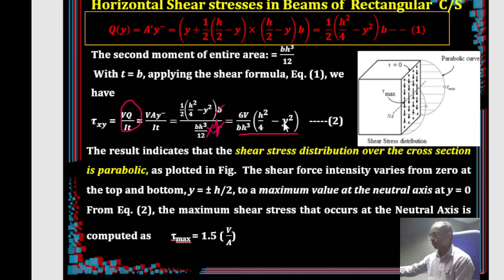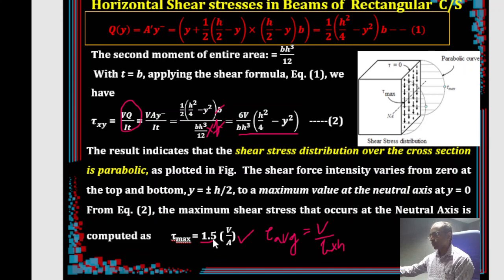And if you want to get the maximum, obviously this term should be 0. So that means at the neutral axis. So if you put 0 here, you will be getting 6V by bh cube times h squared by 4. So it becomes 3 by 2, your 1.5 times V by A. But what is V by A? V by A is the average shear stress. How do you get the average shear stress for a rectangular section? It is nothing but shear force by area of the cross section. Shear force is V, cross sectional area is bh. That's all. This is your average shear stress.